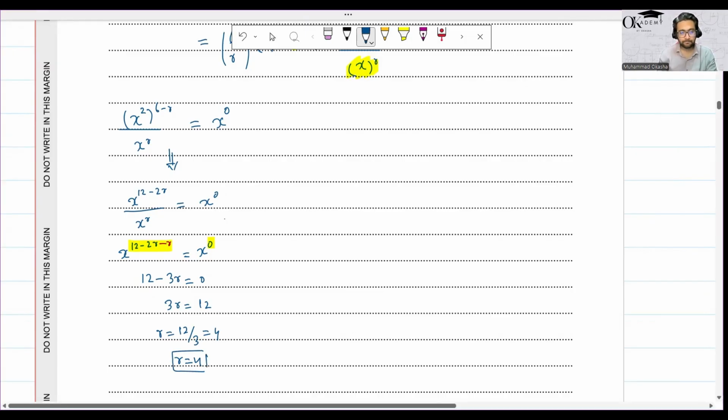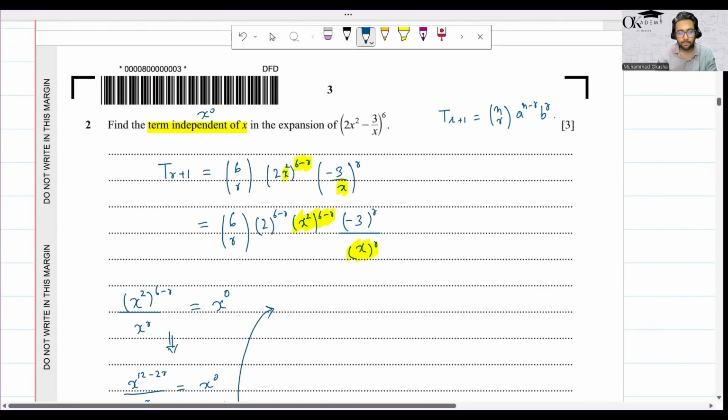We're not done. We want to find out the term independent of x, right? So I'll put the value of r in this equation.